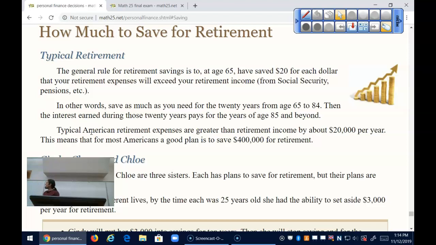Why $20? Because that will give you 20 years worth of how much to spend extra compared to your income. You're basically saving to get from 65 to 84. How come you don't run out of money at 84 when your 20 times your extra expenses goes away? Because during these 20 years, you've also been earning interest or bonds or things like that, right? So the income during these 20 years will pay for your last years after age 85.